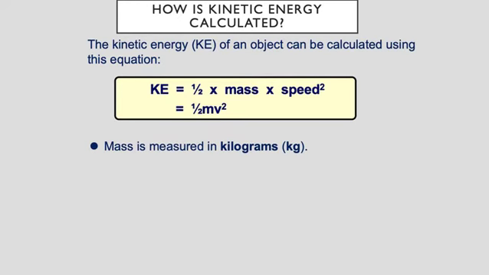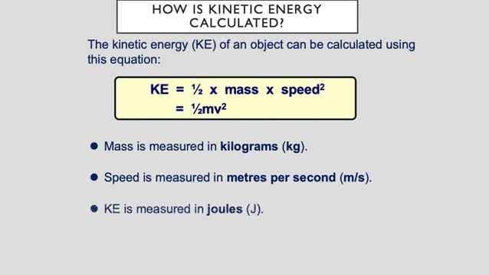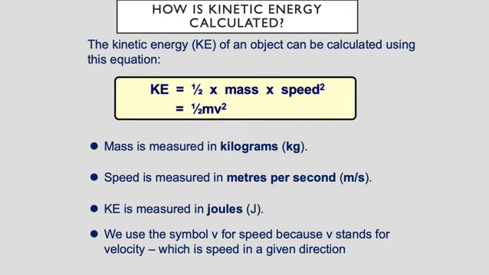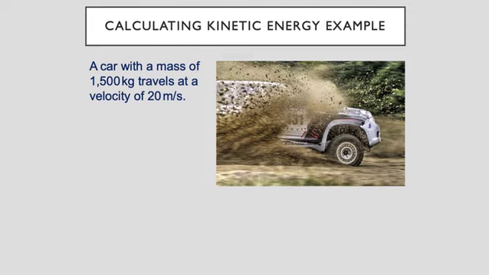So these are the quantities in their units. Mass is measured in kilograms, speed is measured in meters per second, and kinetic energy is measured in joules. And this is one of the equations that you need to learn. Like I said, we use the symbol v for speed because v stands for velocity, which is speed in a given direction. We use v quite commonly to mix and match between speed and velocity. So a car with a mass of 1,500 kilograms travels at a velocity of 20 meters per second. What is the kinetic energy of the car?